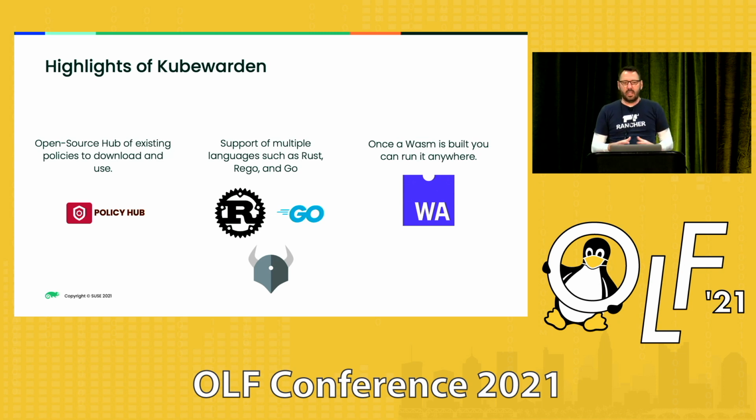Kubewarden has a handful of highlights I want to talk about. First is our open source hub for existing policies. You can download and run them, and these are things that we know operators struggled with in the past. We've written some, and other contributors have written some of these policies for us, and they're up on our policy hub, hub.kubewarden.io. You can go check it out. If you have policies that are OPA, written in Rego, you can bring those along. And why I got excited about Kubewarden is I had a use case for WebAssembly. It's not often you get a use case where you can write this, test it, play with some bleeding edge technologies, and have it adopted and used relatively fast and easy.